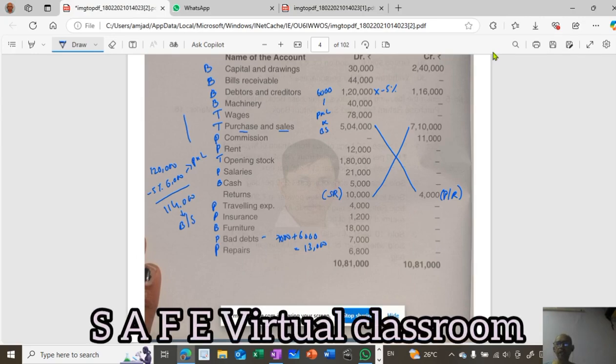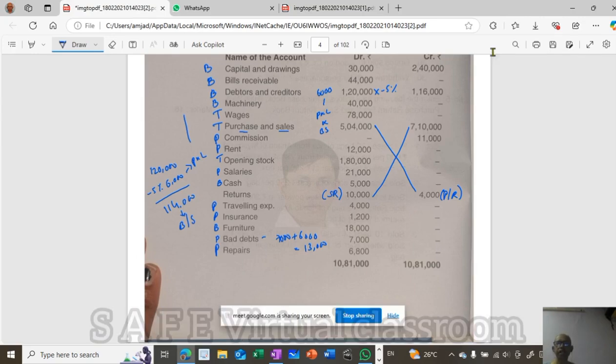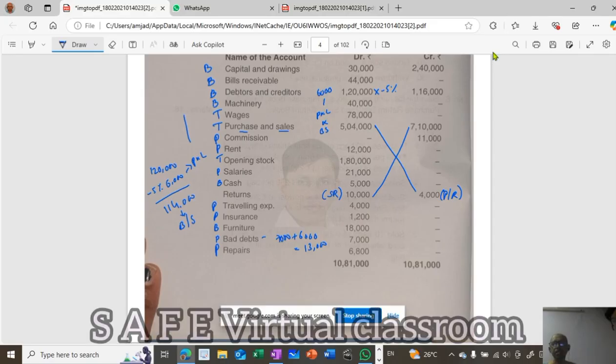In debtors we have to show 1,14,000 due. Debtors of 1,20,000 is the amount that is receivable for us, minus 6,000 that is doubtful, so we will get 1,14,000. So in the balance sheet we have to show 1,14,000. We have to show 1,20,000 minus 6,000, that is 1,14,000, in the balance sheet. It is like that.